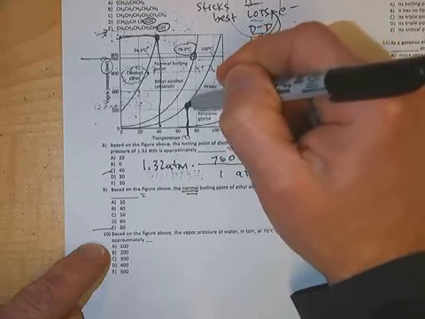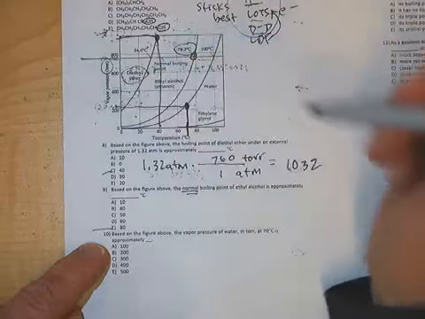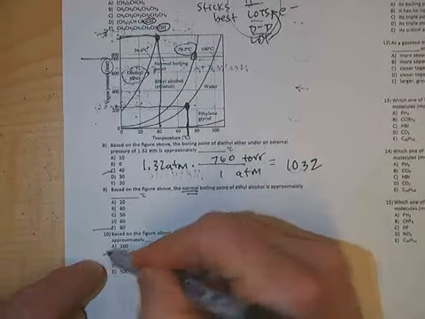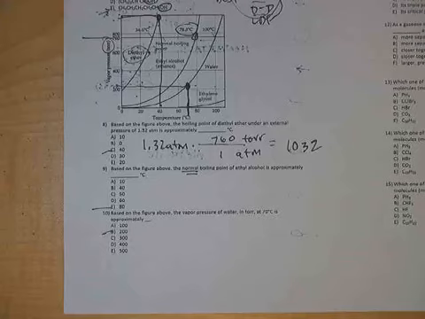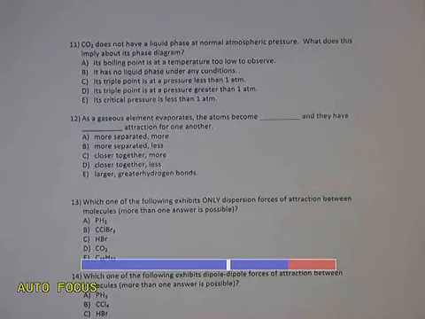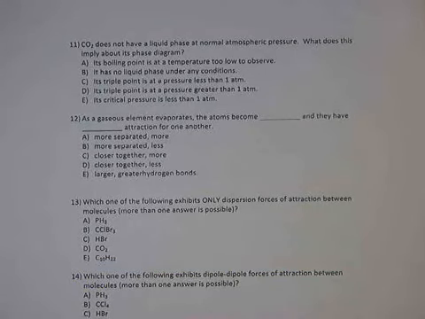Based on the figure above, the vapor pressure of water in torr at 70 degrees. So 70 degrees Celsius is right about here. And the vapor pressure of water would be about right here on the line. So that's a little more than 200. So approximately 200, I guess, if you're given that choice, because it's closer to 200 than it is to 300. Questions on those?